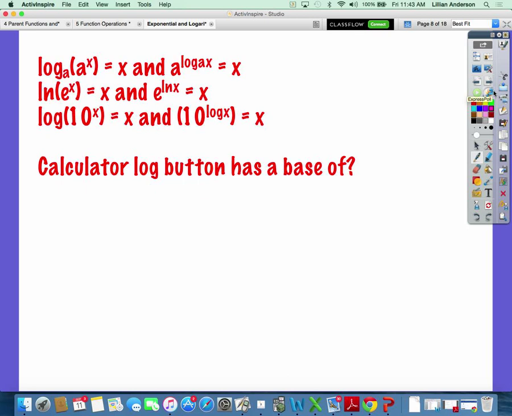A few more things that you need to know, like extra additional information. Certain things you need to remember: ln and e cancel each other out. When you take e and raise it to the ln, they cancel out. On the calculator, the log button has a base of what? A base of 10. Very good. That's why the change of base formula is there, so you can evaluate things such as the log base 3 of 9. Scientific calculators do let you type in your own base.